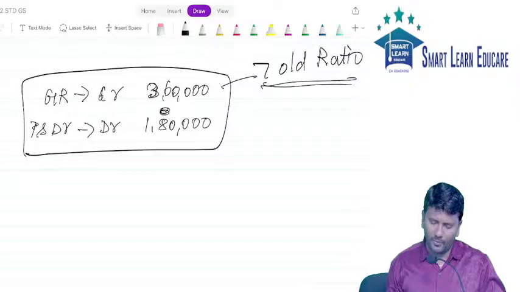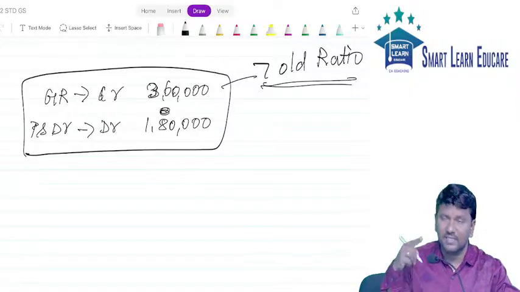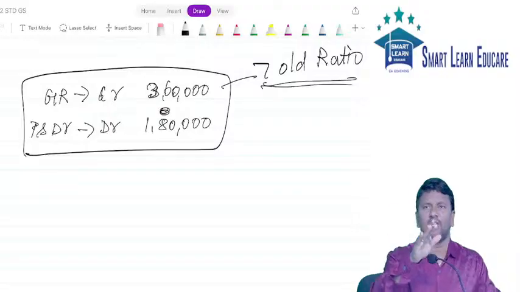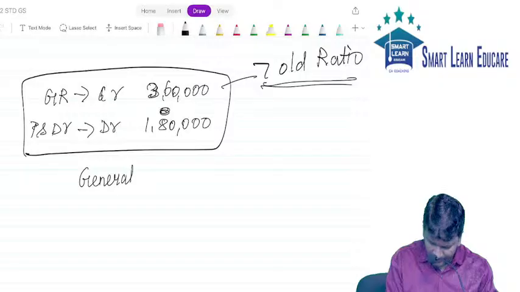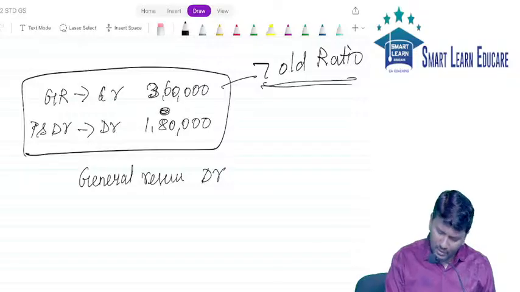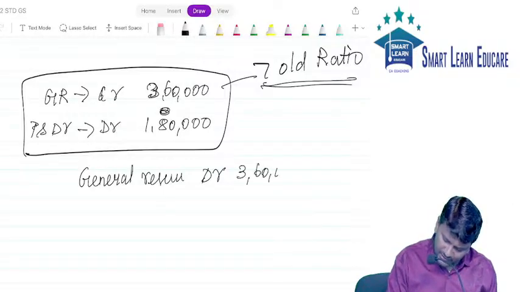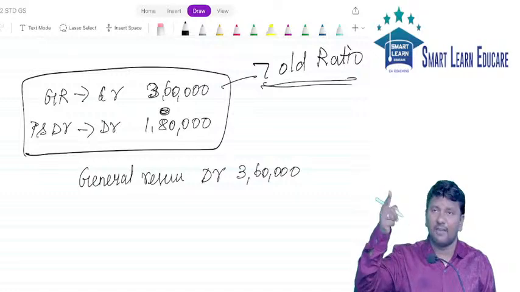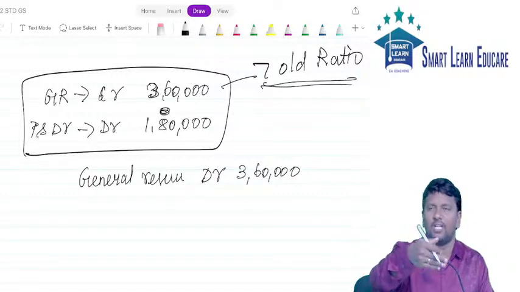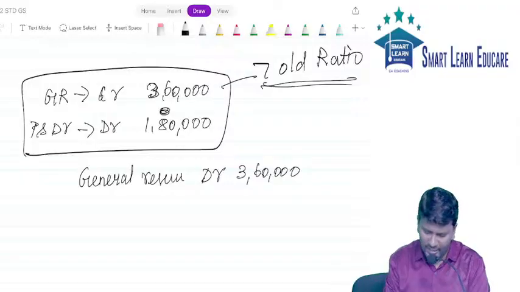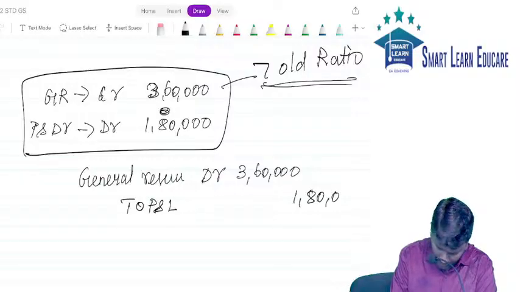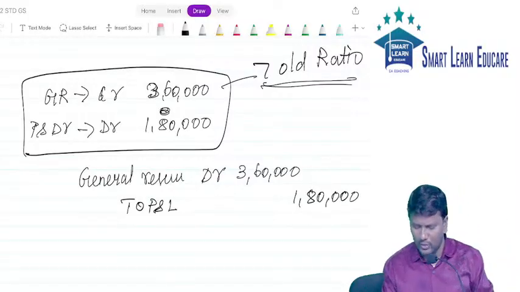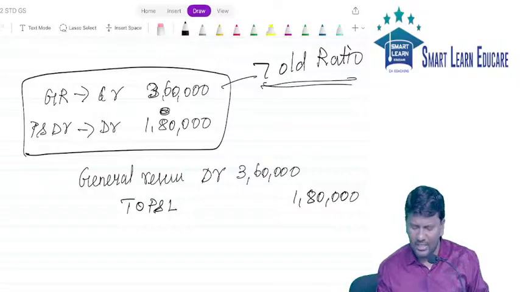When they ask you to pass a single adjustment entry, reserve has a credit balance. To transfer a reserve, the general reserve should be debited, for 3,60,000. Similarly, P&L has a debit balance. To transfer a P&L debit balance, it should be credited. So P&L account should be credited with 1,80,000, and reserve should be debited with 3,60,000.